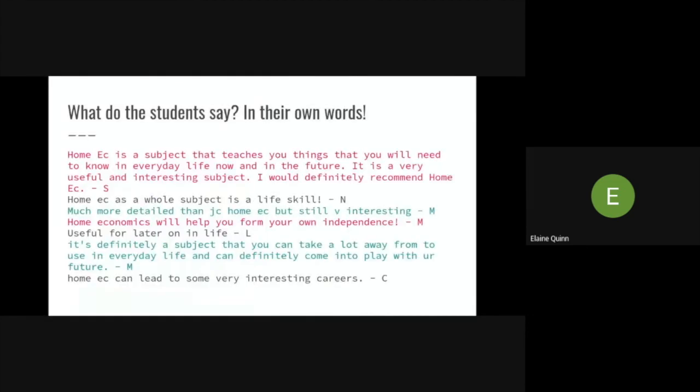Finally, I'd like to leave you with an example of some of what my current students have to say about home economics in their own words.